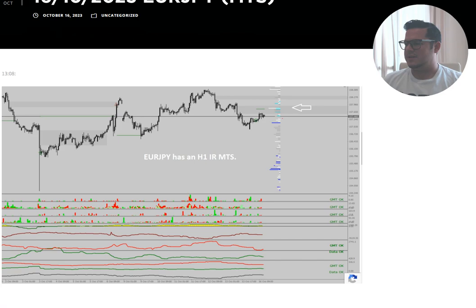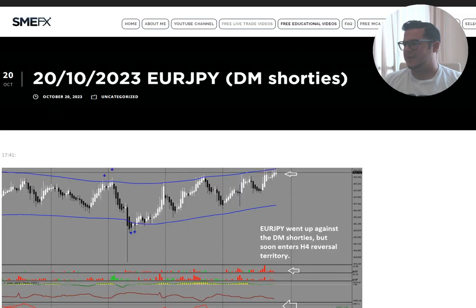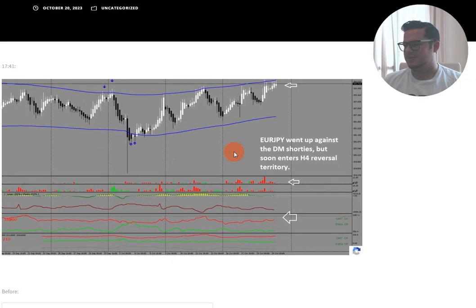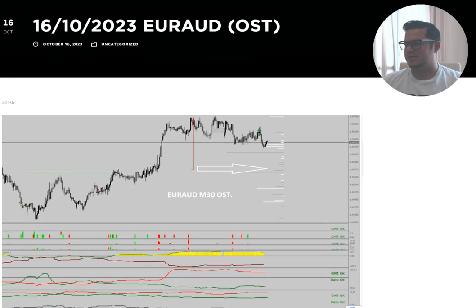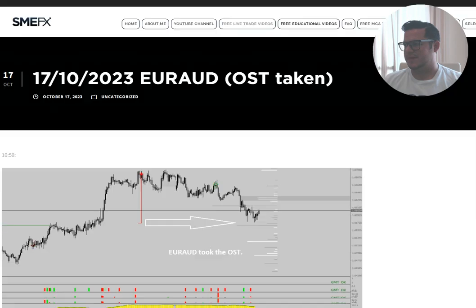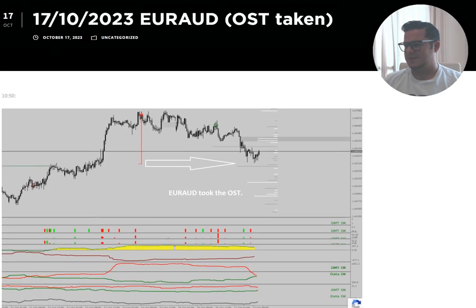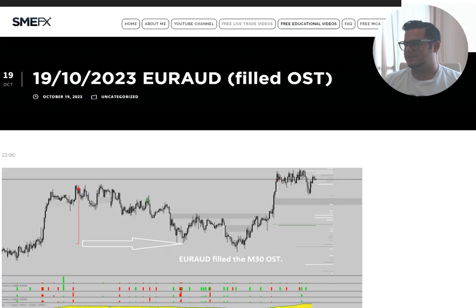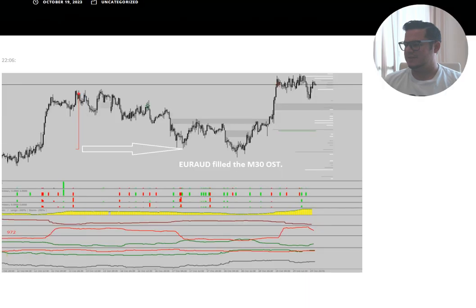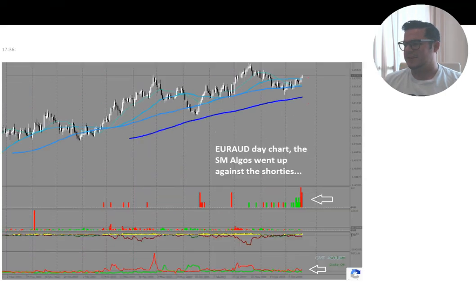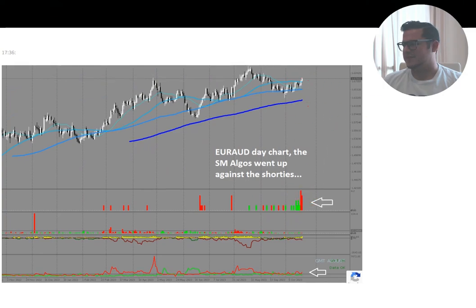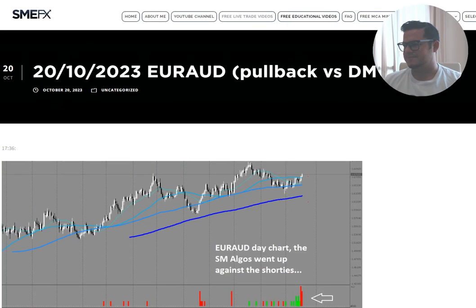Euro yen, that is a similar thing overall, a bit less bias, so it wasn't the better choice. Overall it went up against the shorties there. Euro Aussie had this beautiful option strike target, and it took it nicely. Beautiful short trade, took a few days, but it's coming like clockwork. And overall it went up again against the shorties, clearing the moving averages as you can see, but no squeeze.